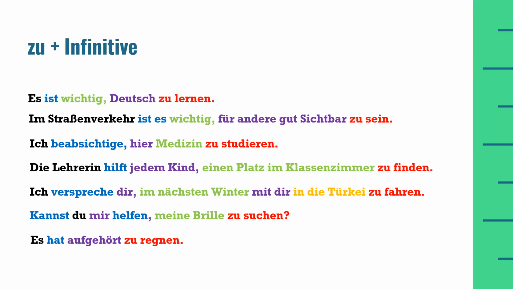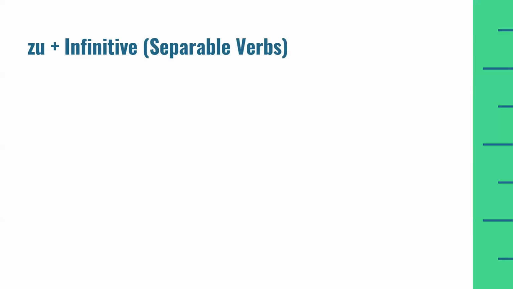Es hat aufgehört zu regnen. It has stopped raining. Again, es hat aufgehört is the first part of the sentence, and zu plus infinitive is coming at the last position of the sentence. Zu regnen, to rain. Now, let's look at the zu plus infinitive rule, but with separable verbs, because here we have to take care of another rule which is important to understand.